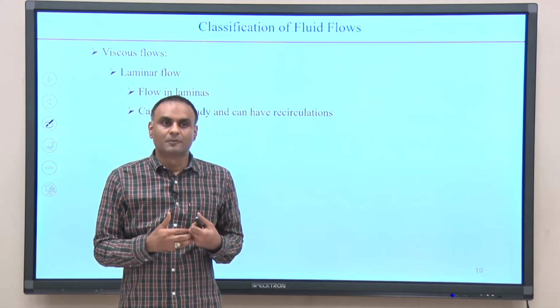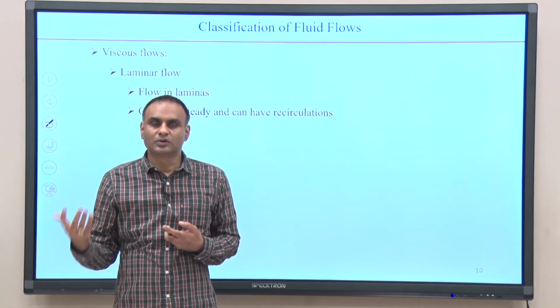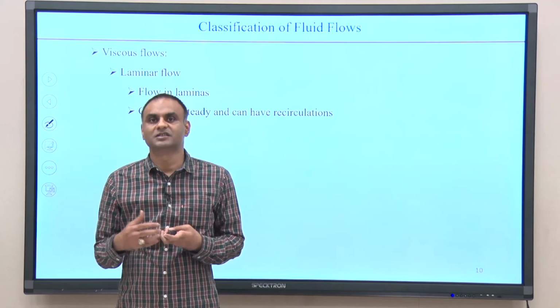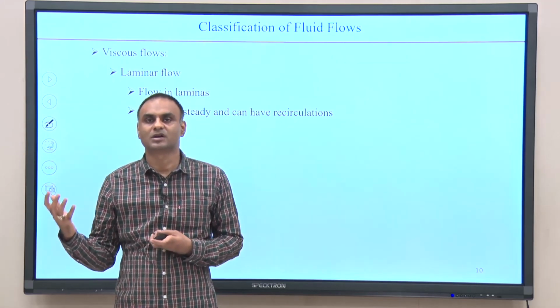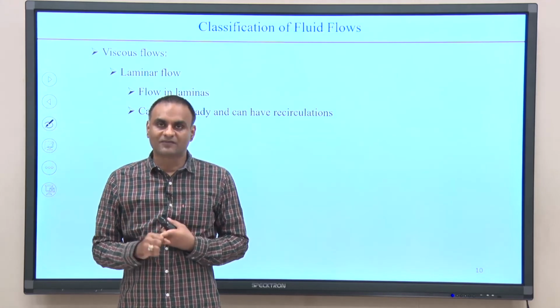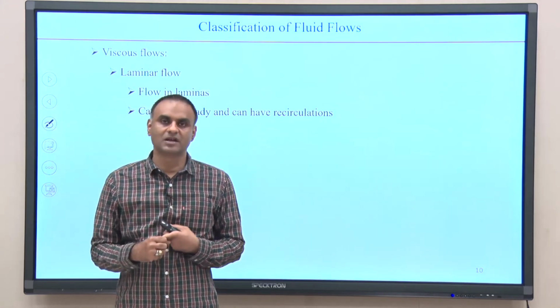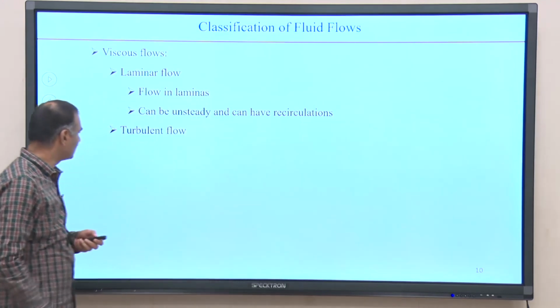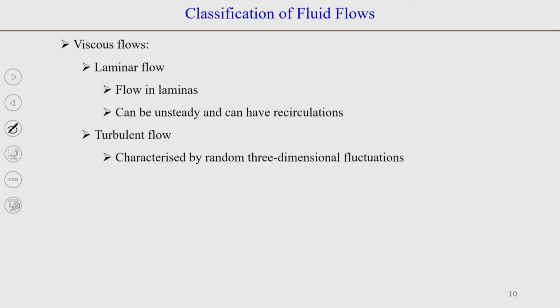Or people also tend to characterize sometimes that if the flow is unsteady, then it is turbulent. So, we need to remember that laminar flow can be unsteady or it can have recirculations. So, what characterizes turbulent flows? Turbulent flow is basically characterized by chaos or randomness.